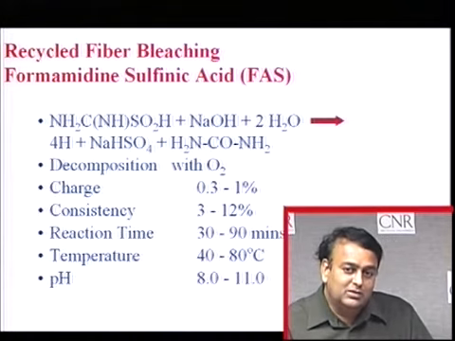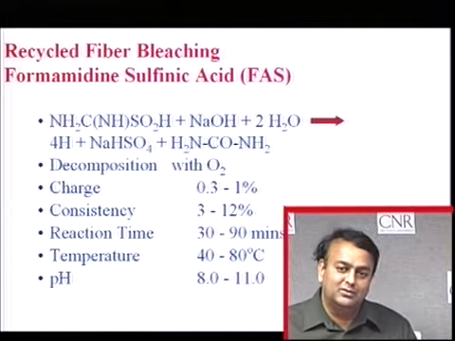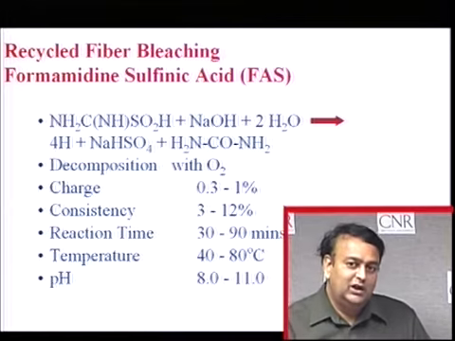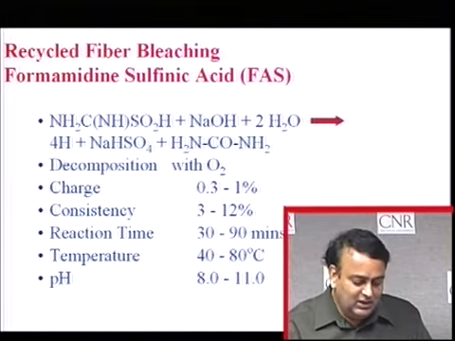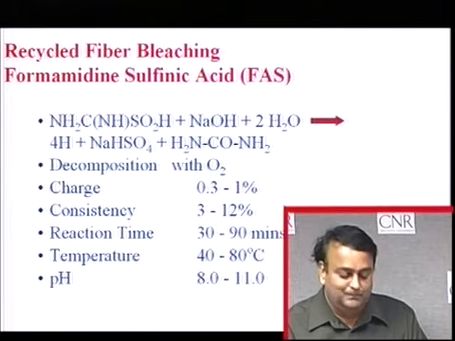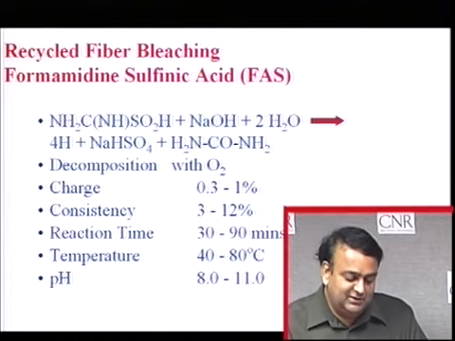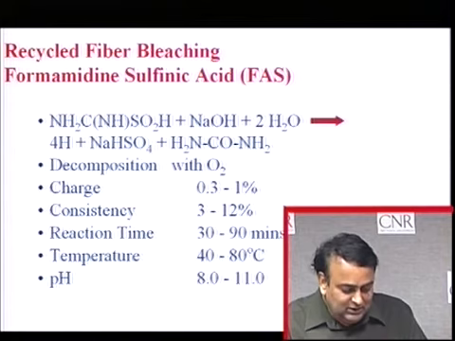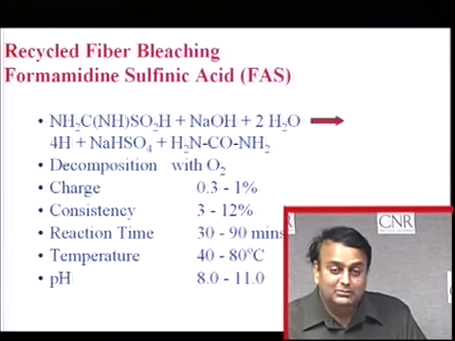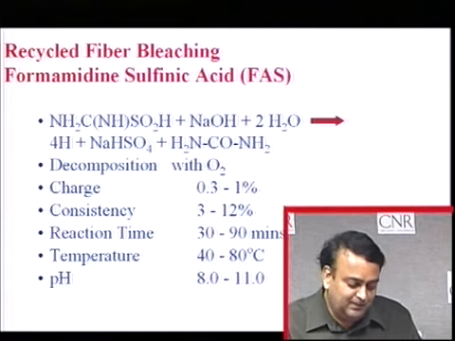The thumb rule is if you use 1% FAS, you need 0.5% caustic. 50% of that is caustic you need. Initial pH varies from 8 to 11. Typical pH is 9, 9.5. Consistency, low consistency to medium consistency, 3 to 12%. Again, reaction time, short time, 30 minutes to 90 minutes. I have seen temperature anywhere from 40 to 80 degrees C.